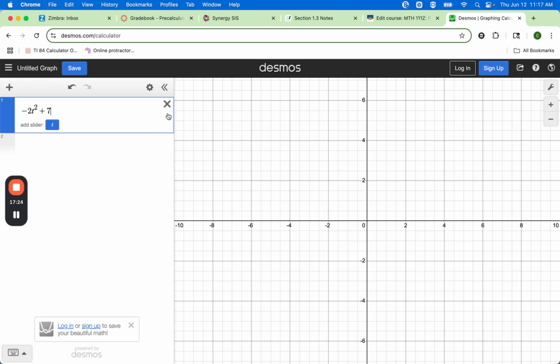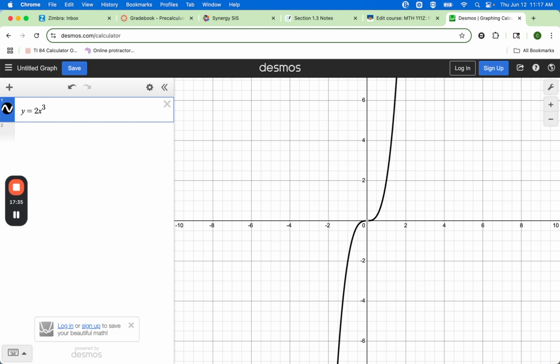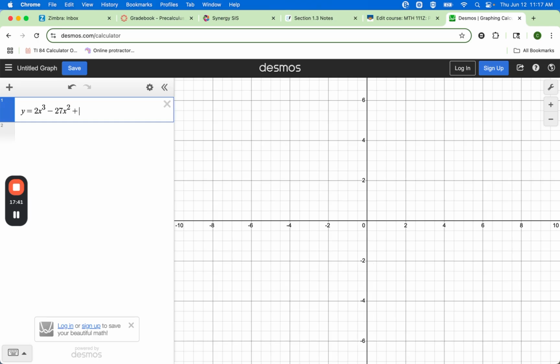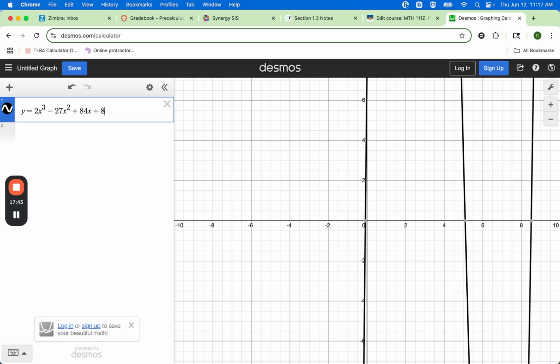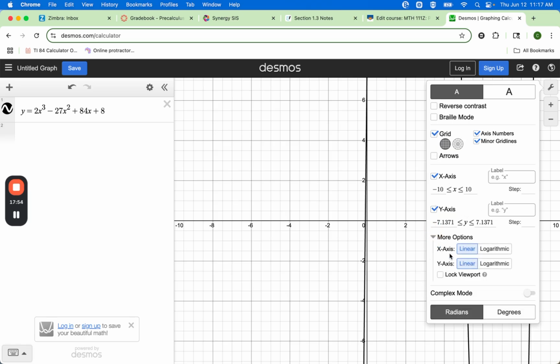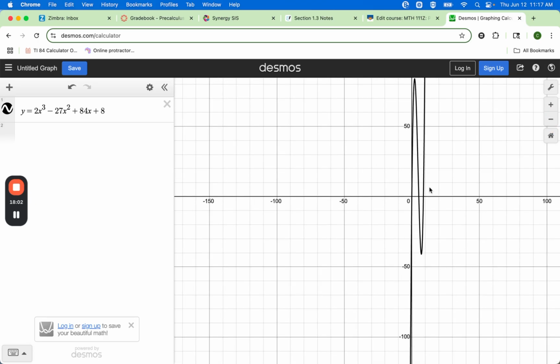I'm going to clear out what I have in there, and I'm going to enter that function. You can do f of x, you can do y, whatever. I'll just do y because it's a couple less keystrokes. 2x cubed minus 27x squared plus 84x plus 8. There's my graph. Desmos does not have the whole thing on there. Let's see, is there a thing where I can, nope. All right, so what you can do is just zoom out until you see the max and min.